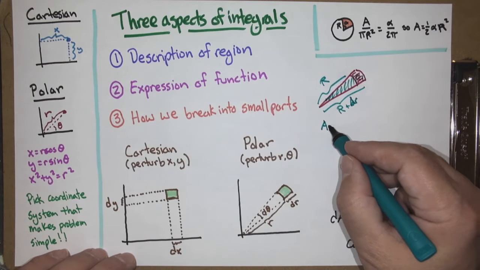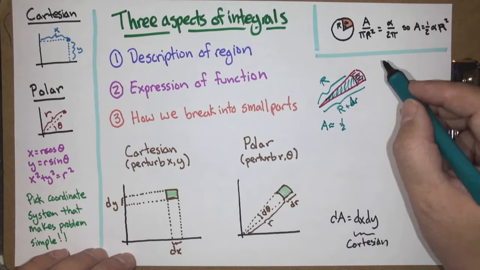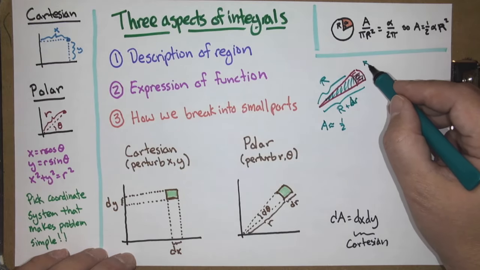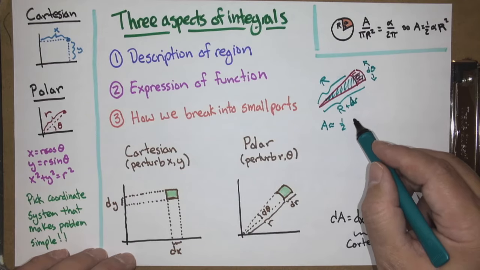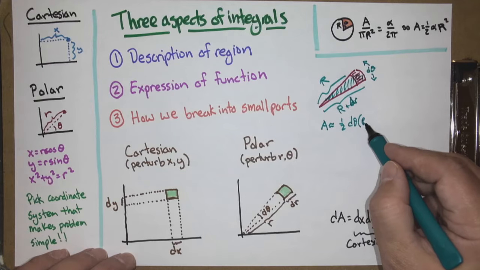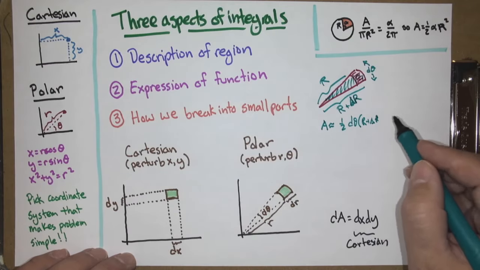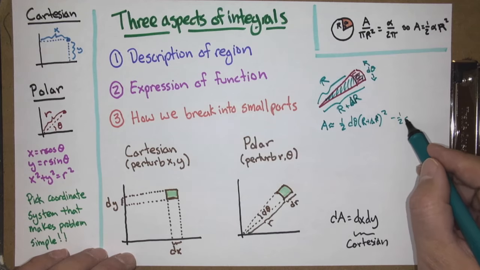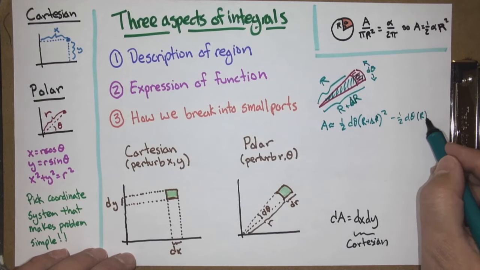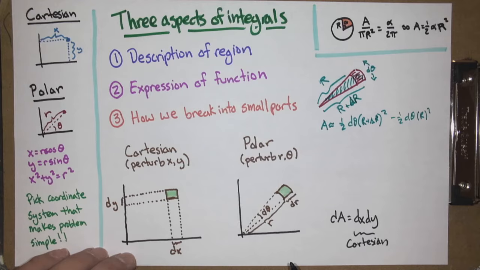The area is approximately 1/2. And I should say that our angle here, we're going to keep it as d theta. So 1/2 d theta, r plus delta r, should put the consistent squared, minus 1/2 d theta r squared. So big piece minus little piece.